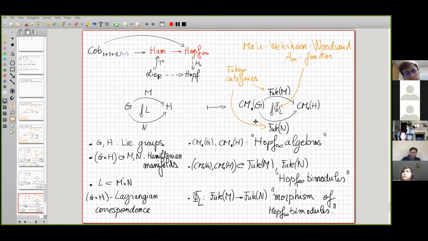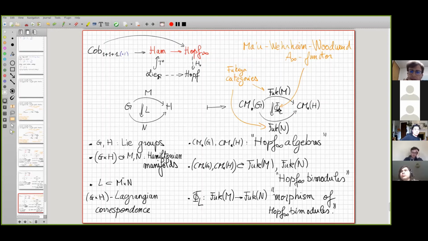So to a group, instead of taking homology, now you want to work at the chain level. So you would take the Morse chain complex of G and H. And now this should be what we call Hopf infinity algebras. And then to the symplectic manifolds M and N, you would associate the Fukaya category. So these are A infinity categories, but they also come with this action. So in the end, there should be something like what we would call a Hopf infinity bimodule. And then to a Lagrangian correspondence like that, there should be an A infinity functor.